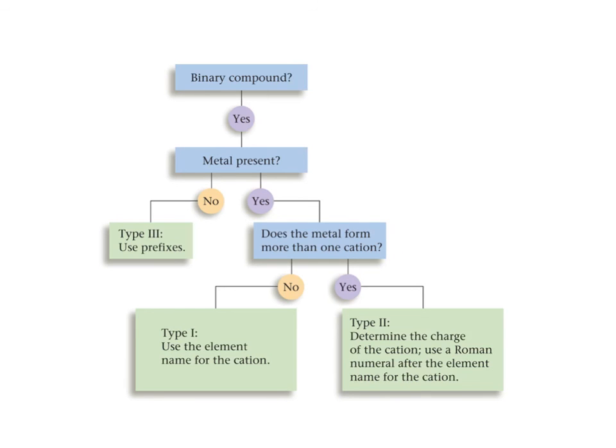There is this flow chart here for you to kind of help you walk through what you do. Right now we're only working on this side of the flow chart. So we're going to start: metal present, yes. All of them are yes. Does the metal form more than one cation? If no, you do what we did yesterday. If yes, you have to determine the charge and use a Roman numeral for the charge. So all of your homework will be this type using the Roman numerals.